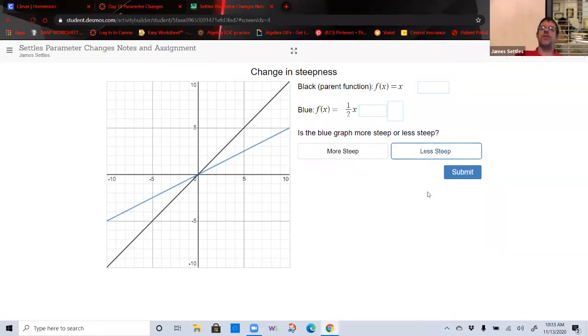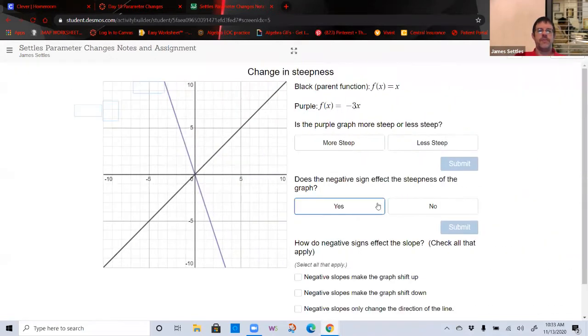Okay, and like I said, when you hit less steep and submit, it'll say you're right. If you hit more steep and submit, it'll say you're wrong. You can change your answer. So I don't want you to think, oh gosh, I got to get it right, or it's going to be bad. I want you to try to answer, and if you're wrong, we learn. Okay. You can change your answer. All right. Click on the next one.